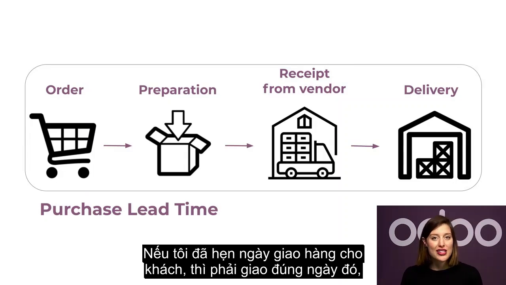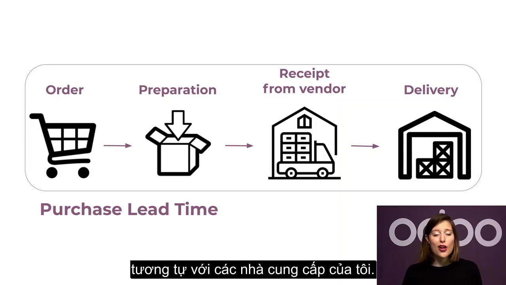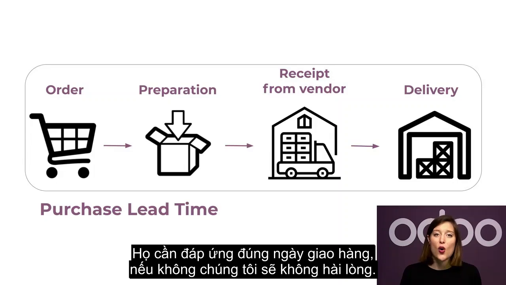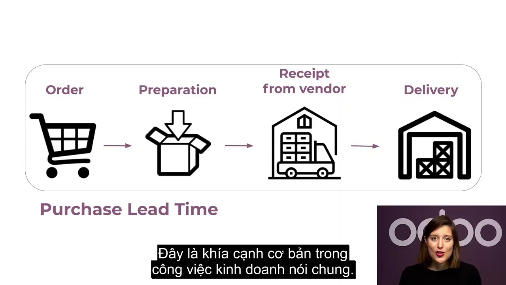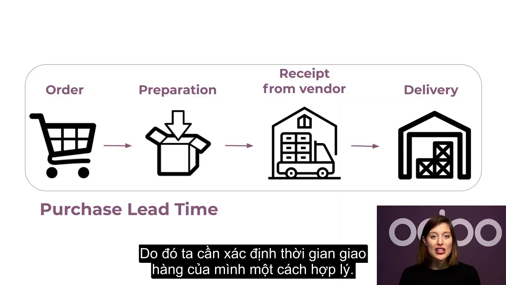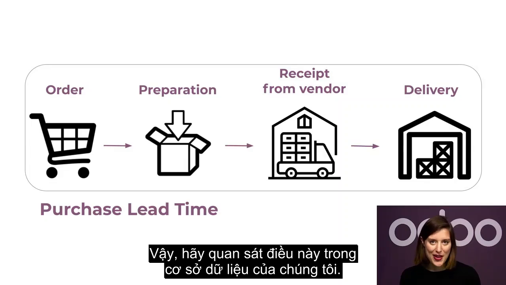If we schedule a delivery date, we need to meet it. And that's the same for our vendors. They need to meet our delivery date or we won't be satisfied. It's an essential aspect of everyone's business, so we need to configure our lead times properly. So let's see this in our database.